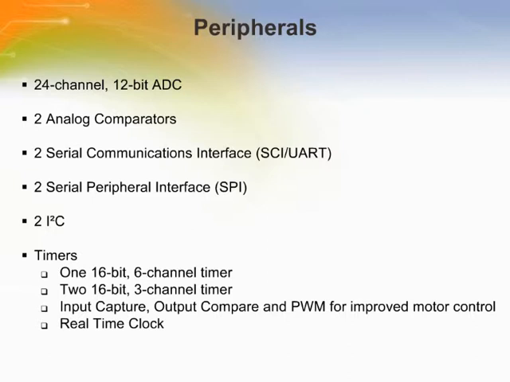The inter-integrated circuit, or I2C, provides a method of communication between a number of devices. The interface is designed to operate up to 100 kilobits per second with maximum bus loading and timing.